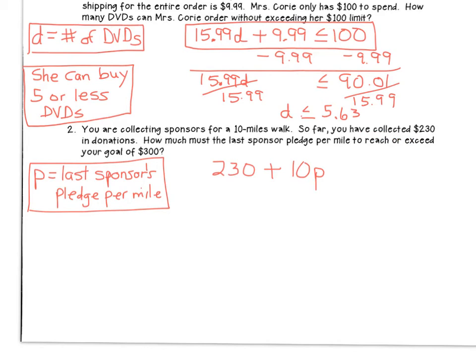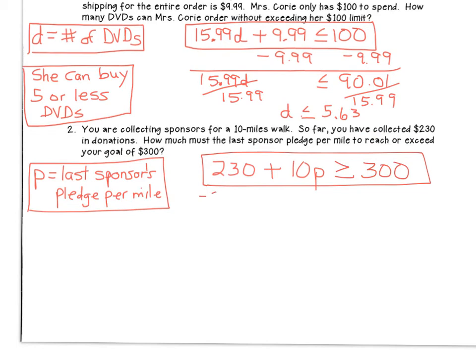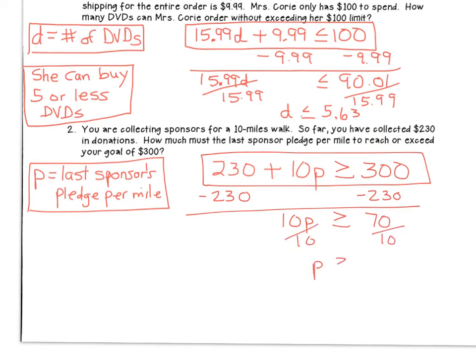And I'm actually trying to reach my goal of 300, and it's okay if I go over it. So this time it's going to be is greater than or equal to 300, because I want to try to raise at least $300. So that's my inequality. Now let's figure it out. So solve. Subtract 230. This part we should be so good at by now. Subtract 230. You're left with 10p is greater than or equal to 70. Divide by 10 on both sides. P is greater than or equal to 7.